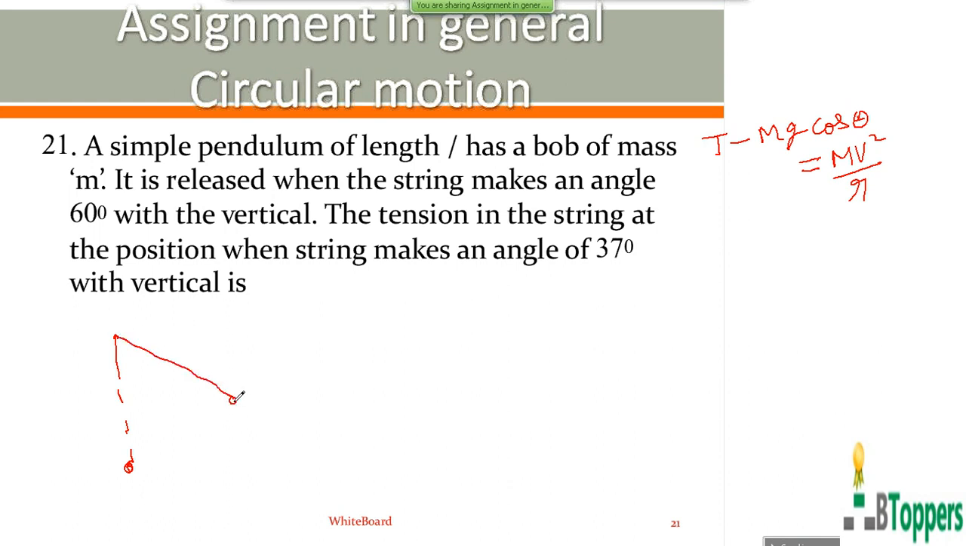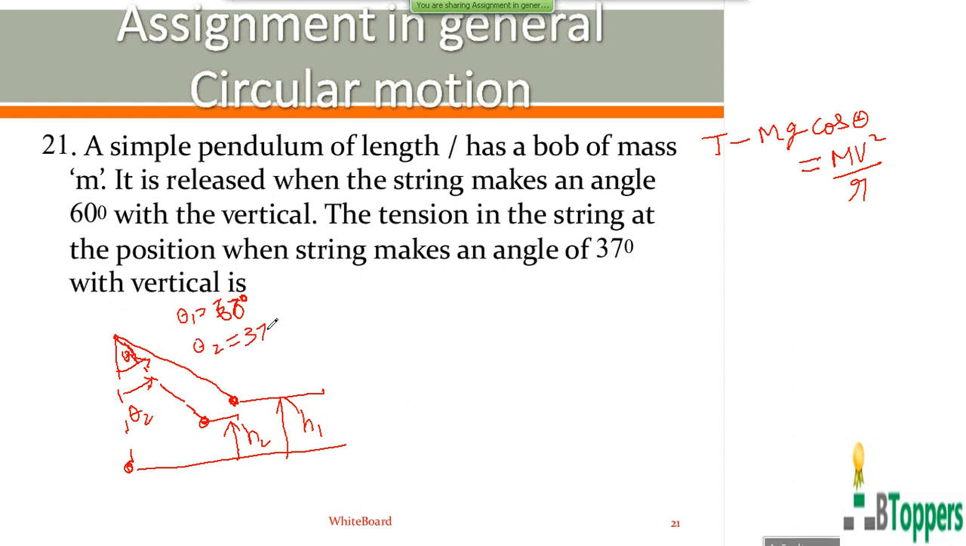Let H1 be the initial height of the bob above the lowest position when the string makes an angle theta 1 equal to, I am sorry, 60 degrees with the vertical. Let H2 denote the height of the bob above the lowest position at the instant when the string makes an angle theta 2 equal to 37 degrees with the downward vertical. Let L denote the length of string.